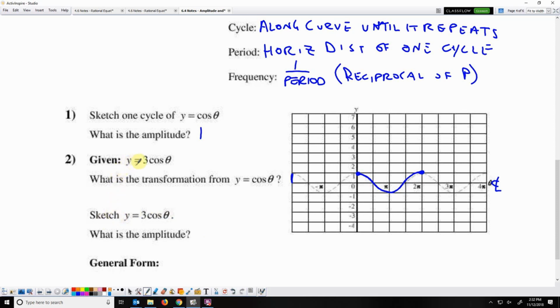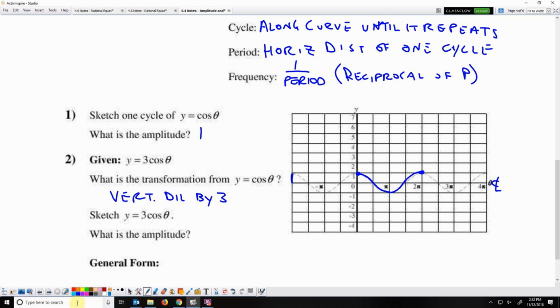So a new equation, y equals 3 cosine theta. So it takes this y equals cosine theta and introduces a 3 right there. Okay, so when I multiply by 3 and it's not inside the function, if it was inside the function, it would say cosine 3 theta. 3 cosine theta is multiplying outside. That is a vertical dilation by 3. So we're going to sketch a graph of that.